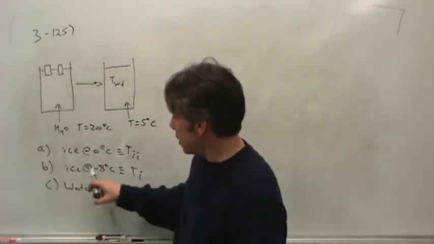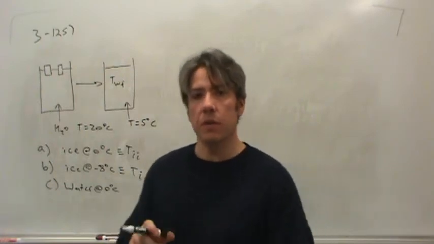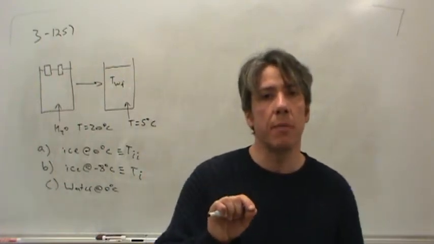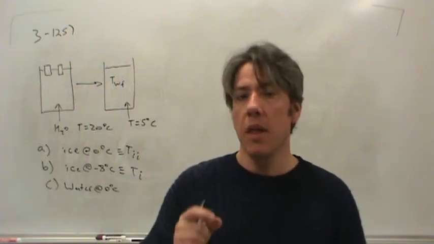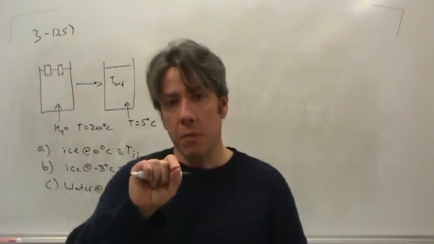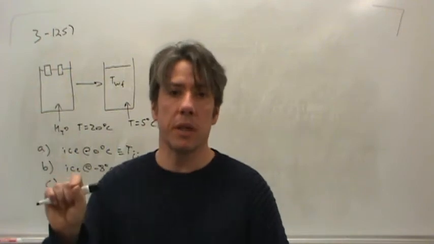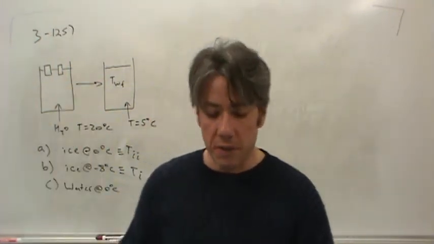Now, if we had ice at negative 8 degrees Celsius, then something interesting would happen. The ice would actually have to come up to 0 degrees Celsius before it could even melt at all. Then it would have to melt from 0 degrees solid to 0 degrees liquid, and then its temperature would go up to 5 degrees Celsius.